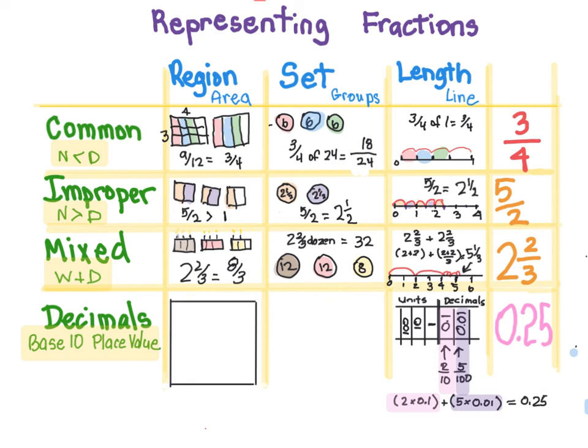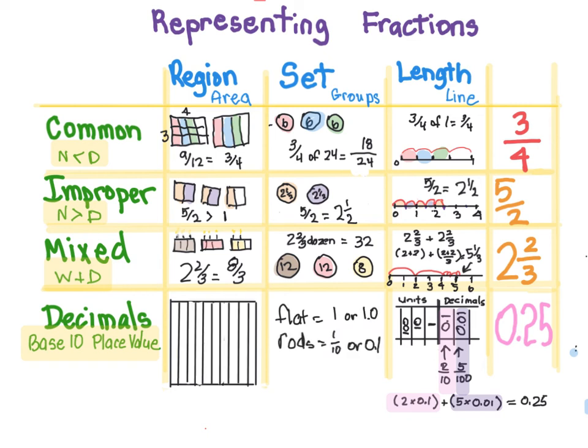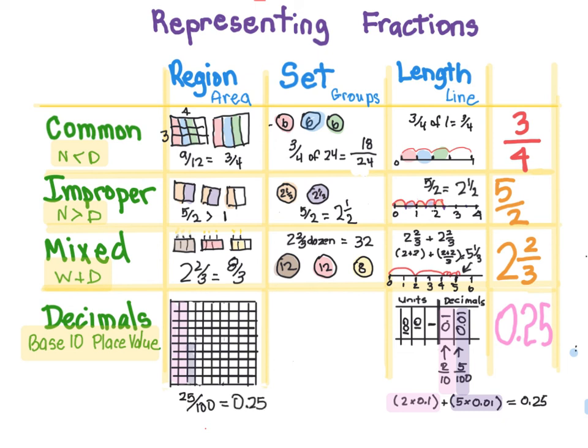A good area model for decimal fractions are the base 10 blocks. Think of your flat as a whole, divided into rods as your tenths, and now the cubes become hundredths. Shade in 2 tenths, which is 20 hundredths, plus an additional 5 hundredths for 25 hundredths.